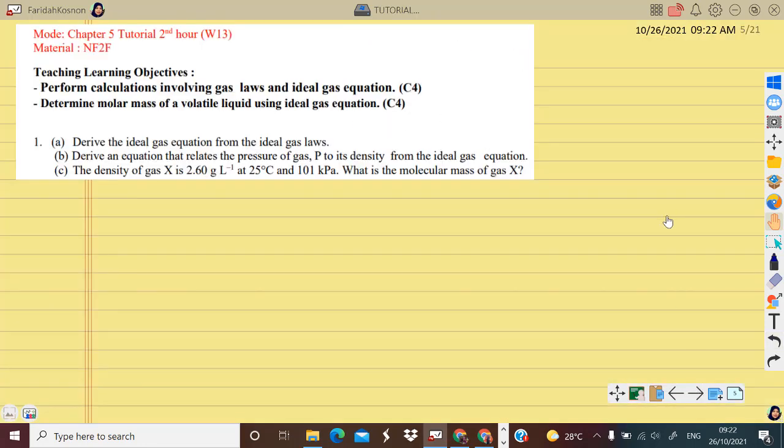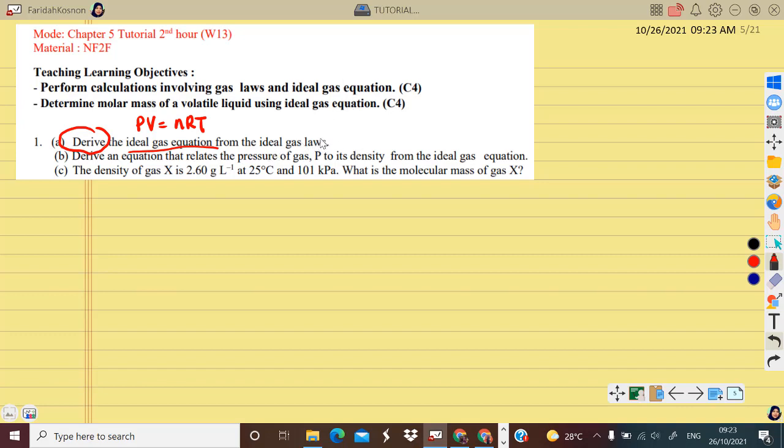So this question, untuk soalan second hour week 13 non face to face. The question asks you to derive the ideal gas equation from the ideal gas law. So you have to understand the question carefully. You kena derive. Derive ni maksudnya terbitkan. Terbitkan apa? Ideal gas equation. So bila saya sebut ideal gas equation, automatik sepatutnya pelajar tahu PV equals to nRT. From the ideal gas law.